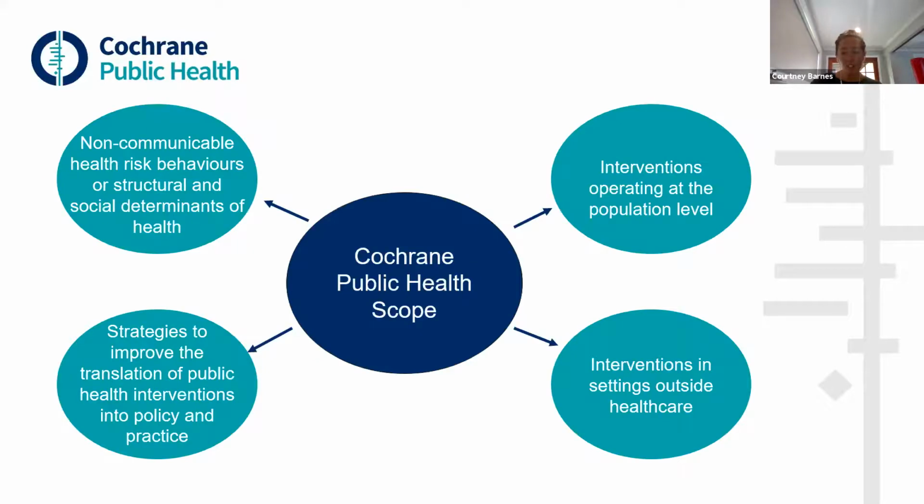So just for some context, CPH publishes systematic reviews of the effects of public health interventions which address non-communicable health risk behaviours or the structural and social determinants of health, interventions operating at a population level, interventions in settings outside of healthcare, and strategies to improve the translation of public health interventions into policy and practice.